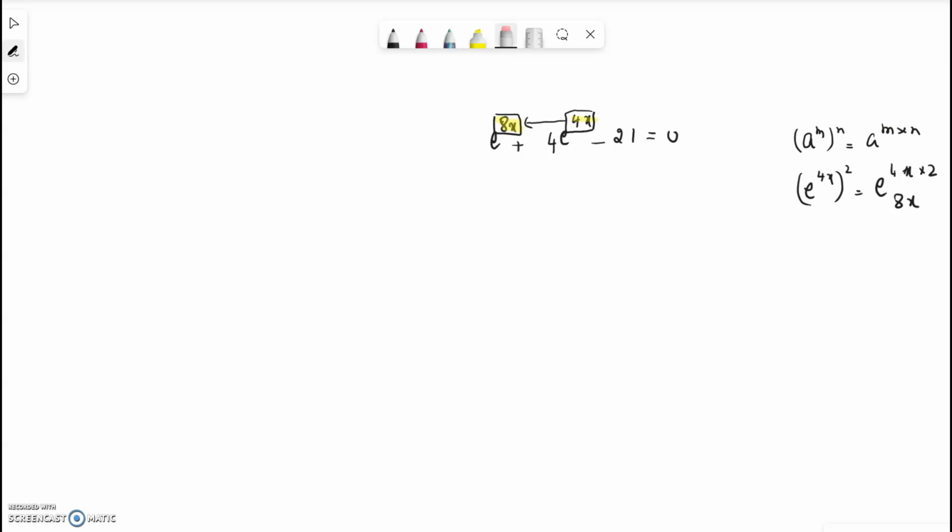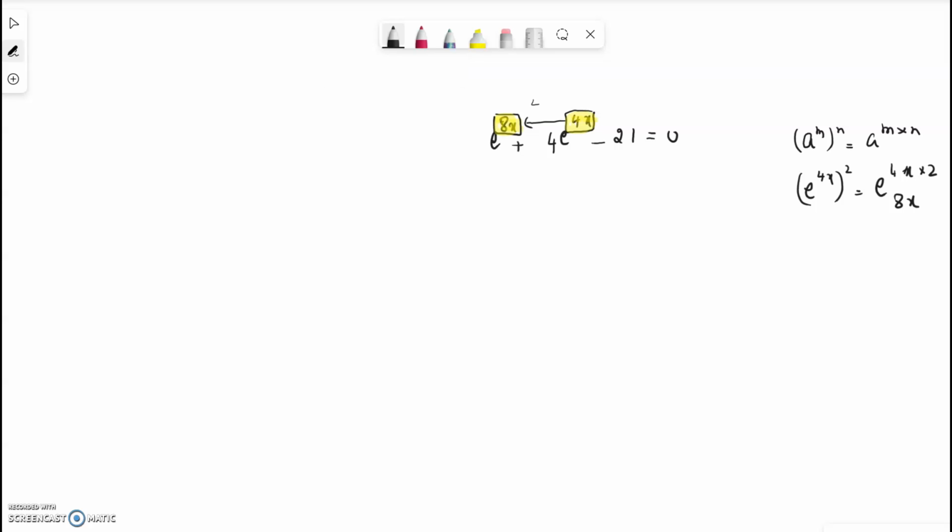So here is a special type of exponential equation. We know that it's an exponential equation because, notice the exponent, the exponent has the unknown x in it. So that's what makes it an exponential equation. Another thing to notice is the exponents on the e: e to the 4x, e to the 8x.